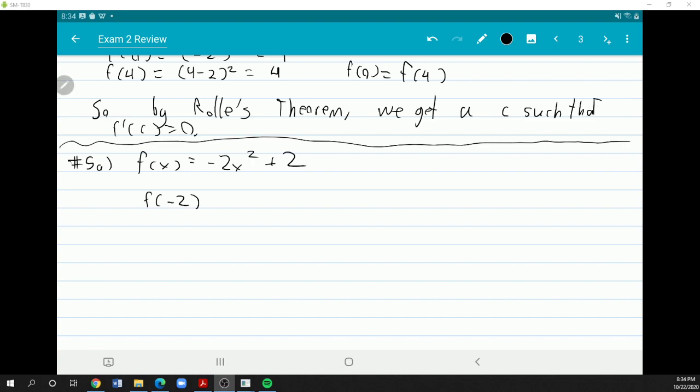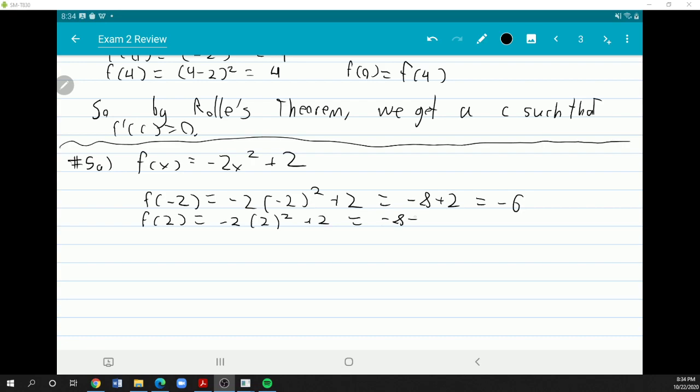So f of minus 2 is equal to minus 2 times minus 2 squared plus 2 equals minus 8 plus 2 is equal to minus 6. F of 2 is equal to minus 2 times 2 squared plus 2 is minus 8 plus 2 equals minus 6.